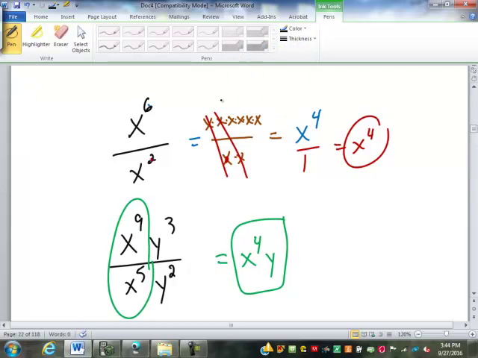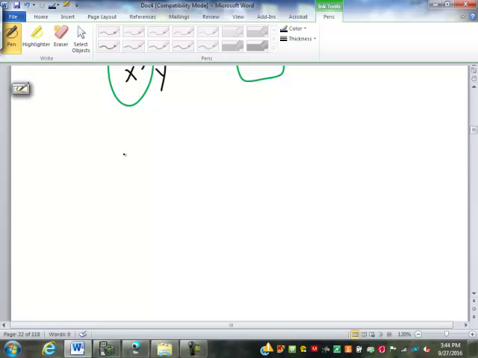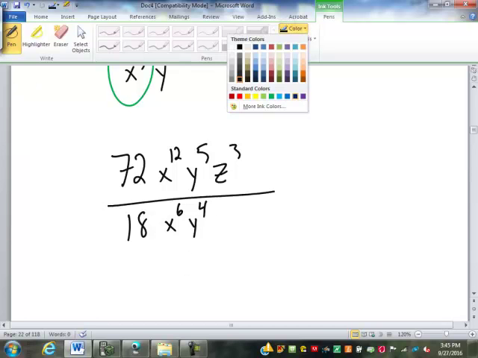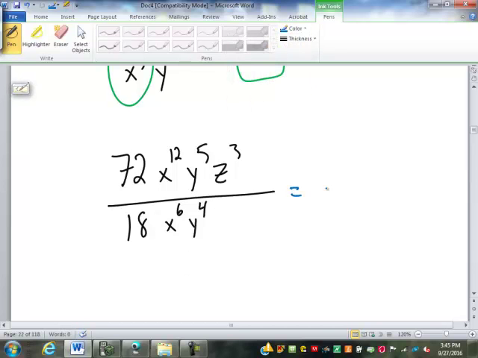I can throw in numbers. So 72, x to the 12th, y to the 5th, z to the 3rd, over 18, x to the 6th, y to the 4th. So what do I do with the 72 and 18? Do I get 54? No. I'm not subtracting numbers. I am still dividing here. So any numbers that I work with, I still have to divide. 72 divided by 18 is 4.